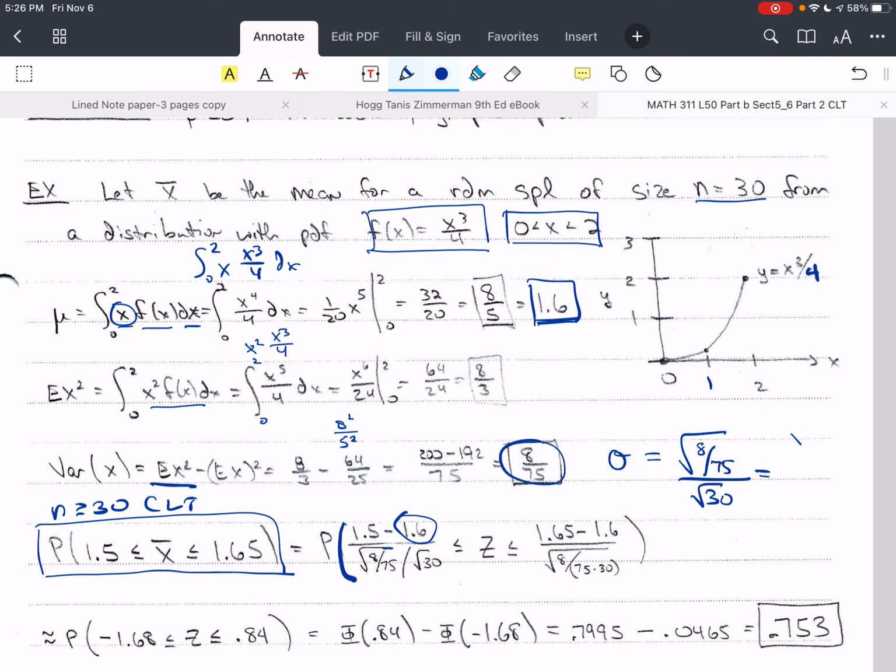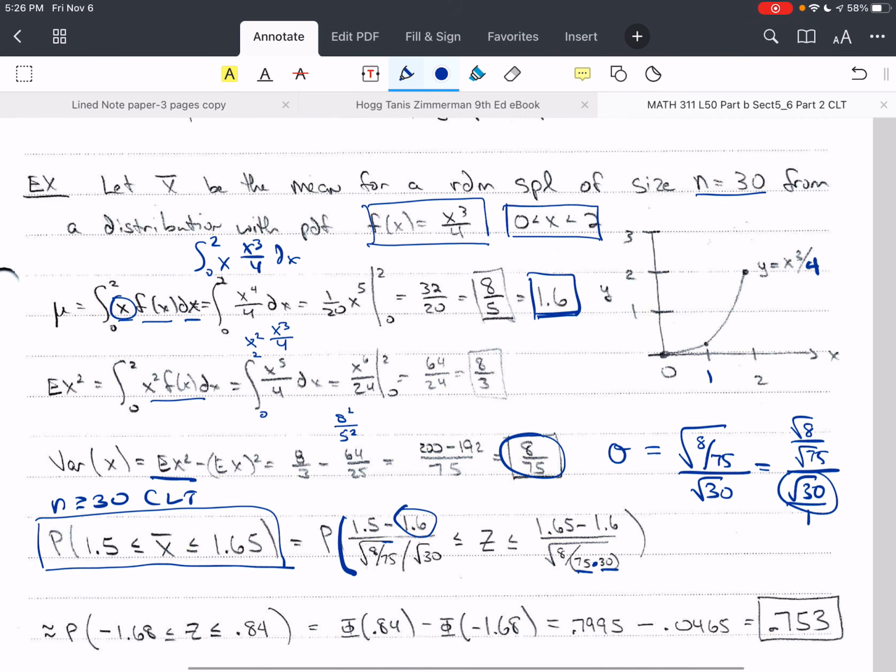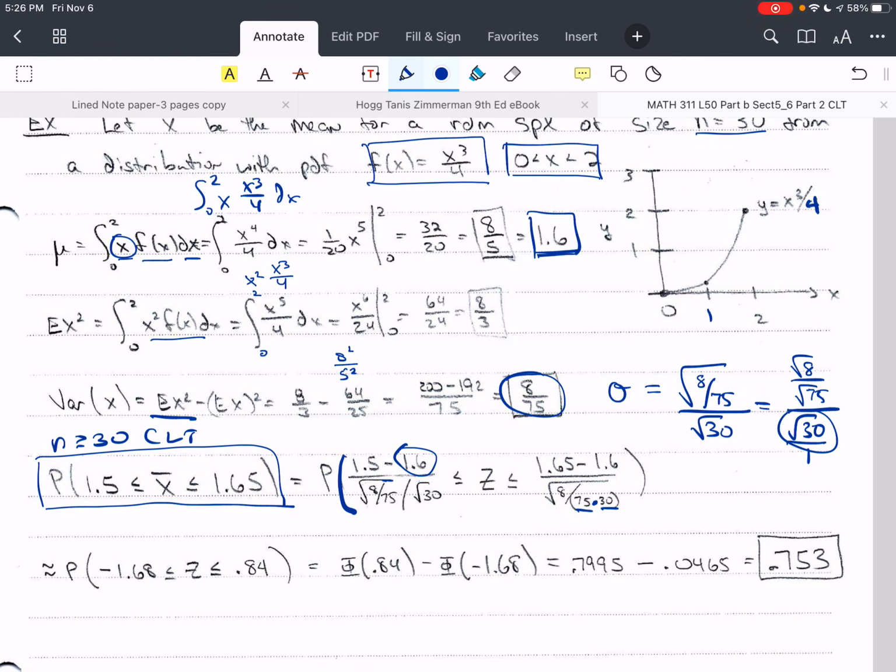I can rewrite this as the square root of 8 over the square root of 75 all over the square root of 30. This is 30 over 1. I invert and multiply, and the square root of 30 goes on the bottom. And that's what I have here, 75 times 30. So I wrote it out here, and then I shortcut, or I combined a little bit there. And so when you work this out, we get to two decimal places, negative 1.68 and positive 0.84.